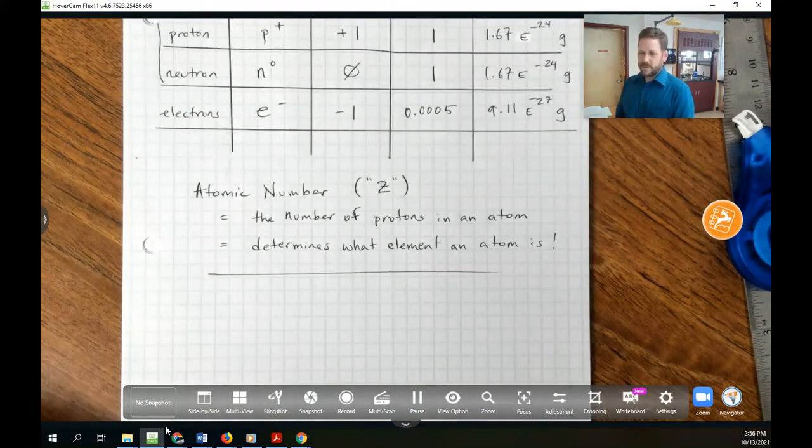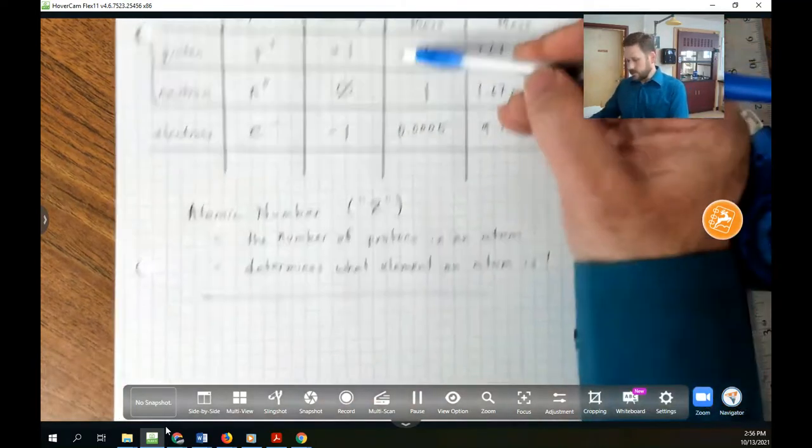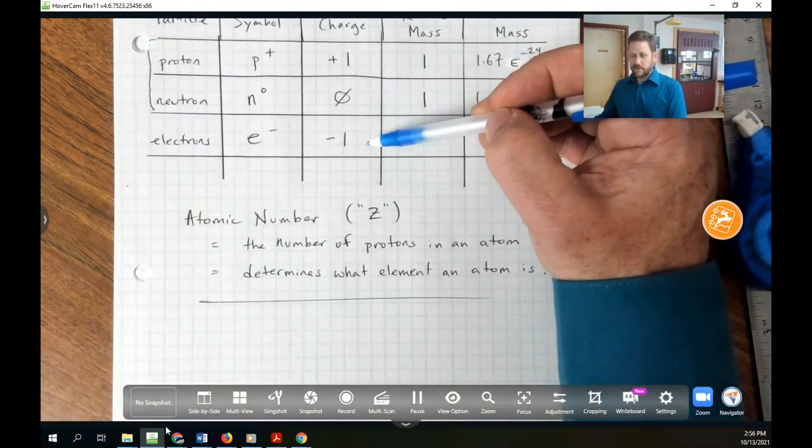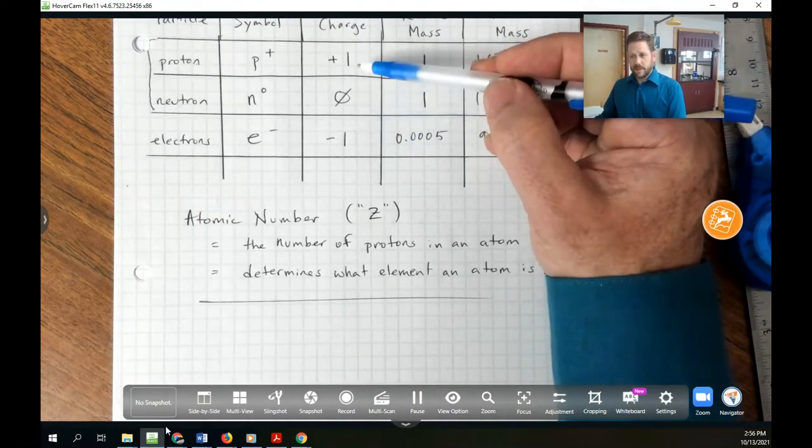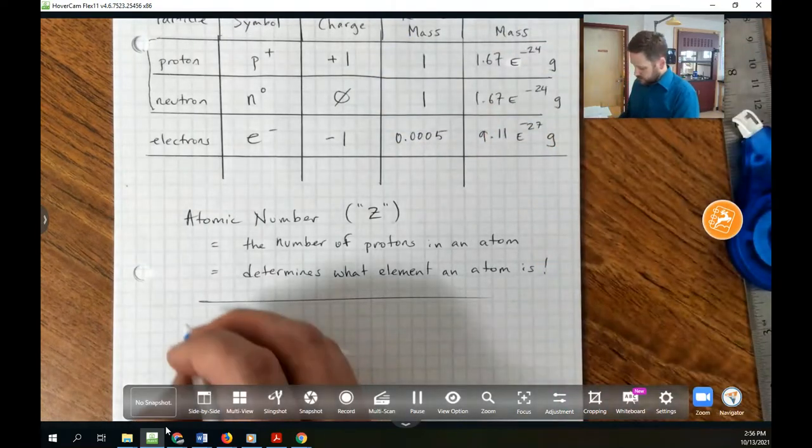While we are considering how many protons an atom has, we're often going to want to think about how many electrons it has. If the number of protons and electrons is the same, for instance, 3 protons and 3 electrons, that would be a neutral atom. But if it's not the same, then the atom has a net charge.